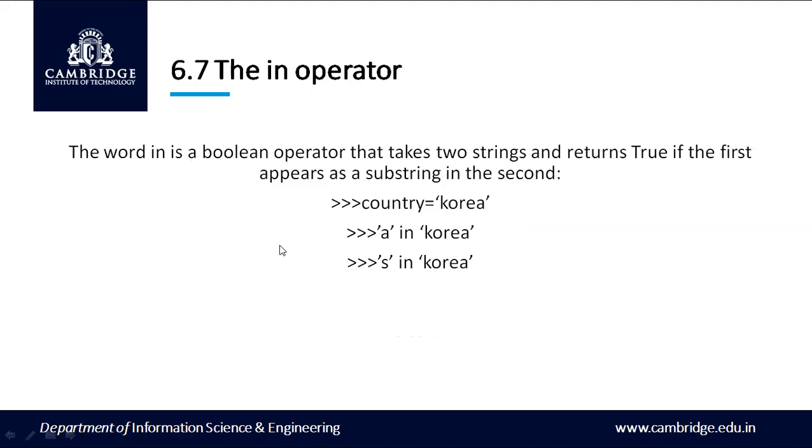Next is the in operator. The in operator is a comparison operator. It is a Boolean operator which returns true if the first string appears as a substring in the second. Here you are checking whether a character is present in the string or not. It will compare the character to the string.